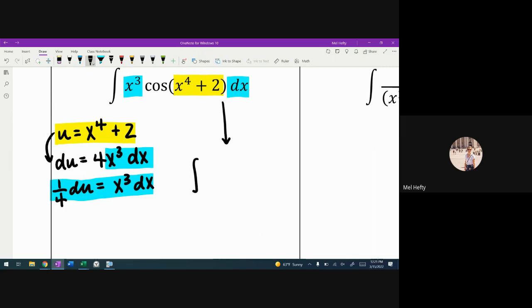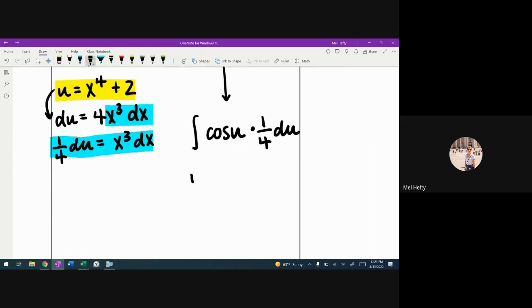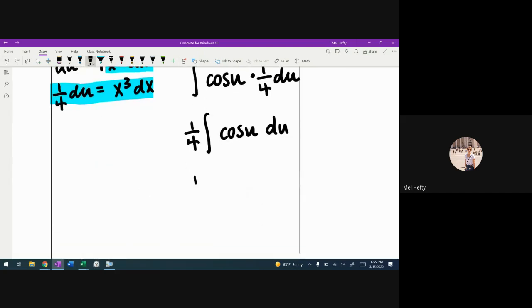A little more interesting. All right, what's this going to look like when I substitute in? Cosine of u, going for the cosine of x to the fourth plus 2, times 1/4 du. All right, if you're starting to feel comfortable with your u-sub, I am always going to check this constant out front just to get it out of my way. The only thing that has to be in the right place is this du has to be at the end. Remember, we're using that as a closed parenthesis for our integral, so that has to go at the end. The 1/4 is going to stay.